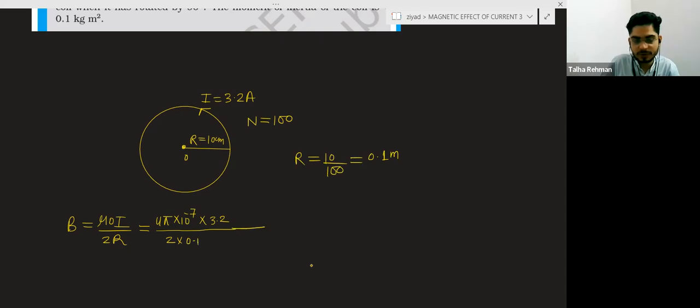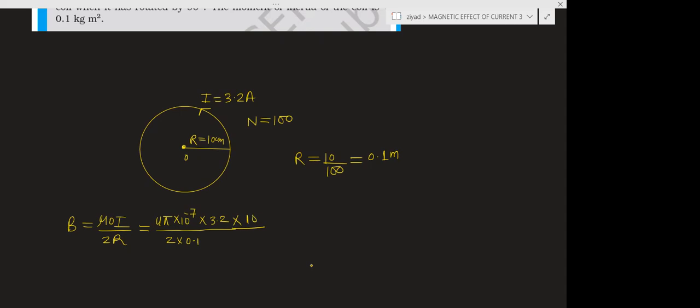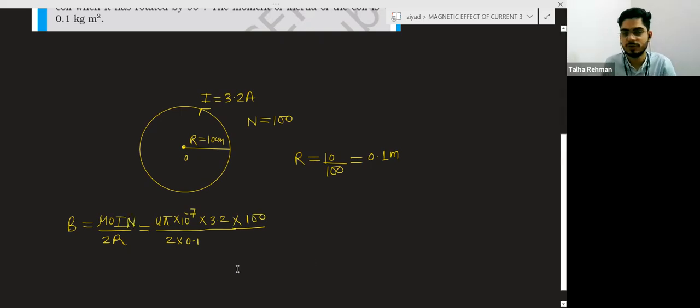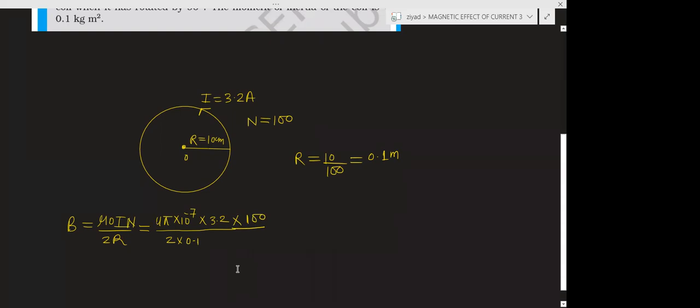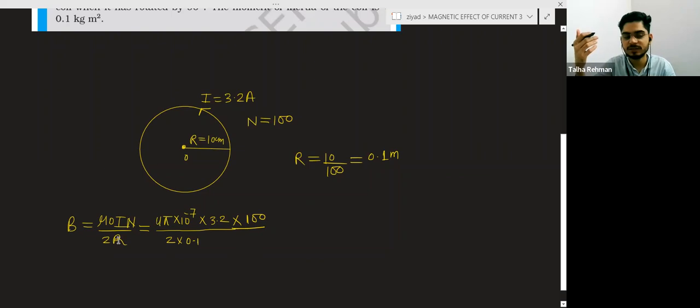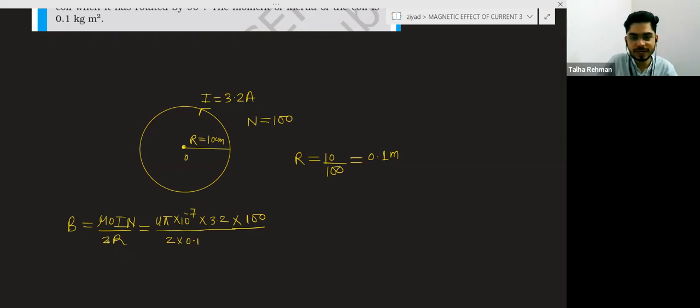And the number of turns in the coil is 100. So you will multiply this with 100, and here you will write mu naught I N by 2R, because for one turn the magnetic field is mu naught I by 2R. For N turns, mu naught I N by 2R. You will multiply N with the magnetic field for one coil. So when you calculate, this value will come out to be 2 into 10 to the power minus 3 Tesla.